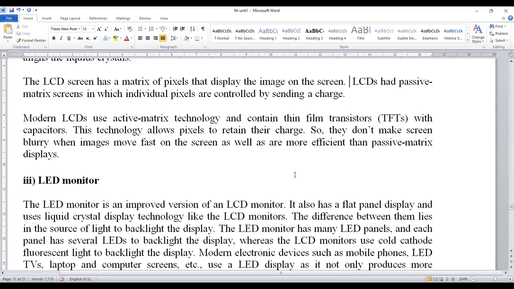So they use active matrix technology and contain thin film transistors with capacitance. This technology allows pixels to retain their charge so they don't make the screen blurry when images move faster.